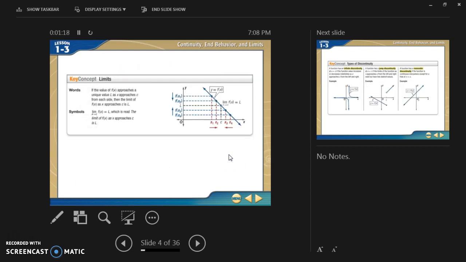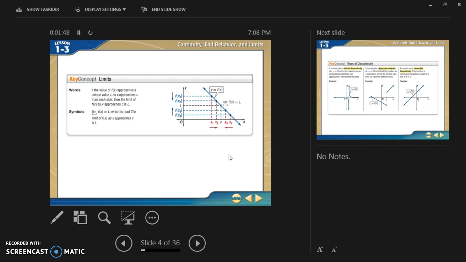So our first key concept, what is a limit? Well, a limit is what your y value approaches as your x value approaches a certain constant number. So for instance, if x was approaching 2, what would the function f of x do with the y values? That's really what it means.